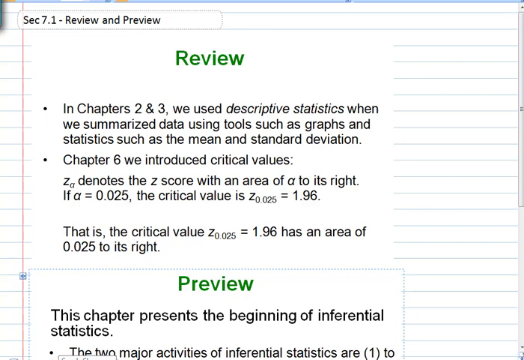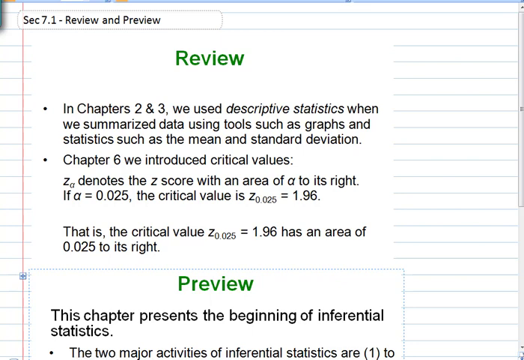All right, section 7.1. We always start out the beginning of each chapter with a review and a preview. And what we did in the beginning of the course was what's going to allow us to have the discussions that we're going to have from chapter 7 on. This is where we get into testing hypotheses and using inferential statistics, which to me is like the heart and soul of what we do in this course. Everything's been leading up to this point.